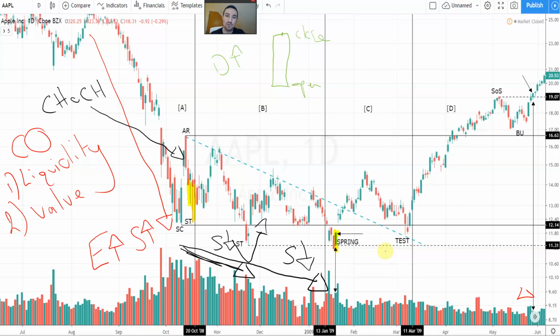So it's being able to spot the distribution structures forming at the top, and we're going to look at one of those, BlackRock, in a minute. And then it's also being able to take advantage of the buying opportunities at the bottom, but having a repeatable process that allows you to do that.